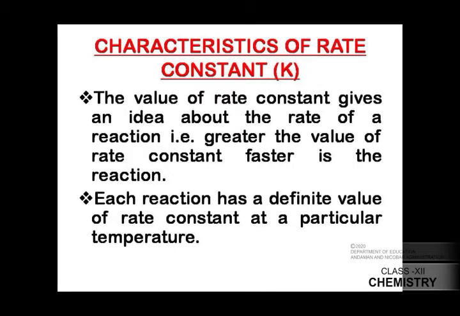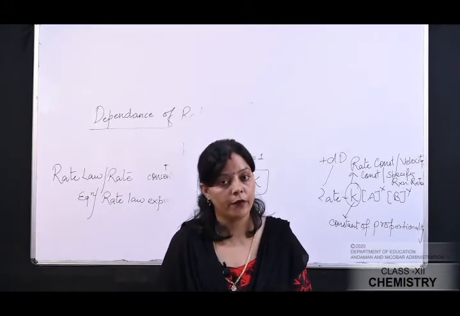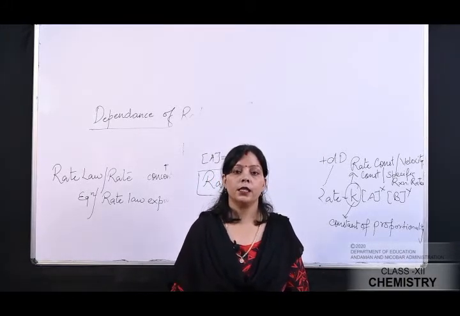The first important characteristic is that the value of the rate constant gives us an idea about the rate of a reaction: the greater the value of the rate constant, the faster is the reaction. Second, each reaction has a definite value of rate constant at a particular temperature. The third is that the value of the rate constant depends on the temperature, that is, it changes with change in temperature, and it is independent of the concentration of the reacting species. The last one is that the unit of the rate constant depends on the order of the reaction, and the order of the reaction will be discussed in the next class.